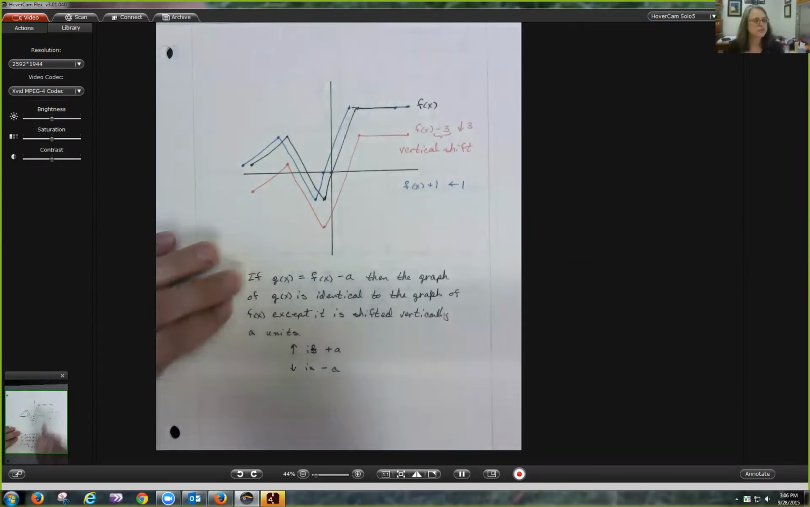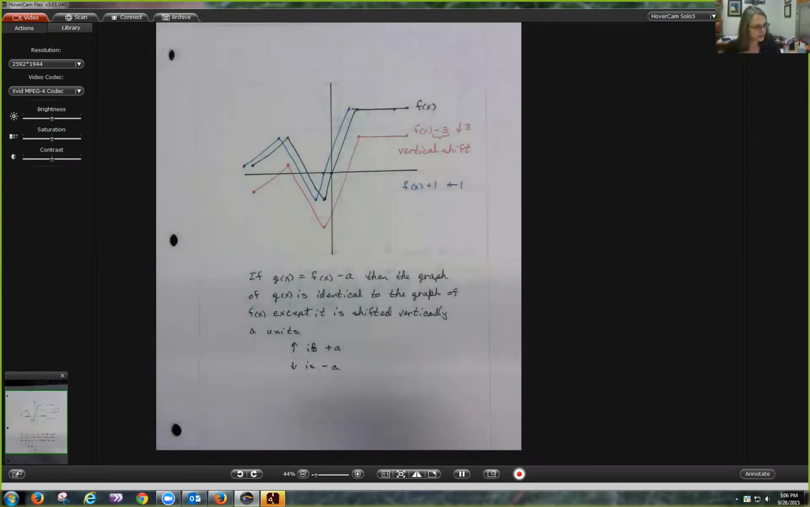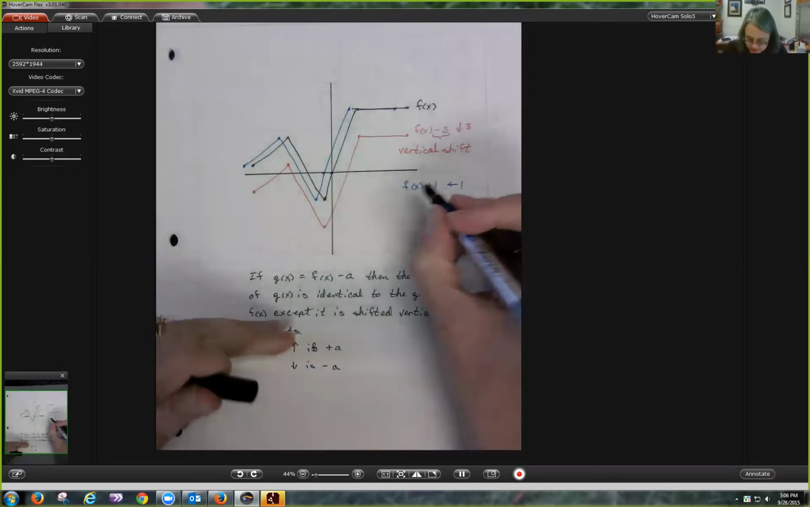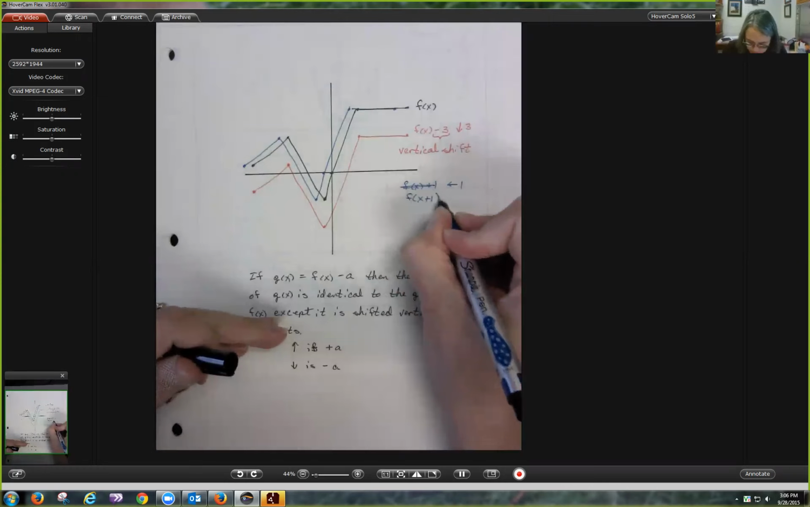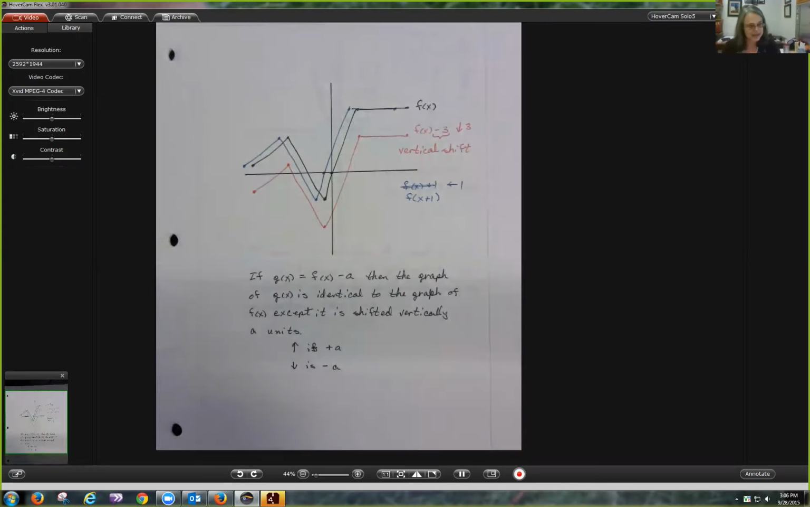In this case, we have no vertical shift, only horizontal. However, these things can stack together. Whoops, I did that wrong. That's not this. That's f of x plus 1. The addition is inside the parentheses.